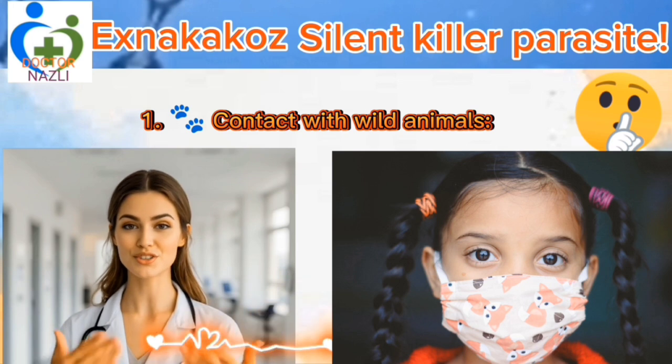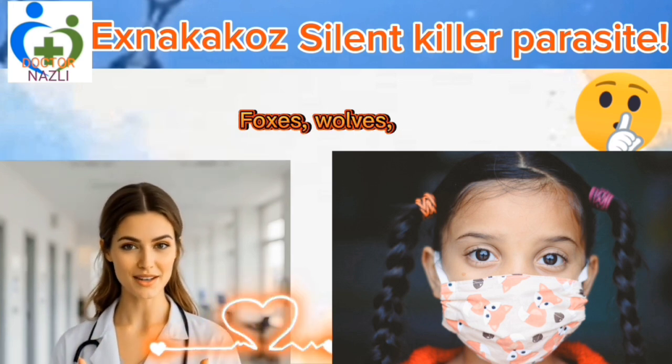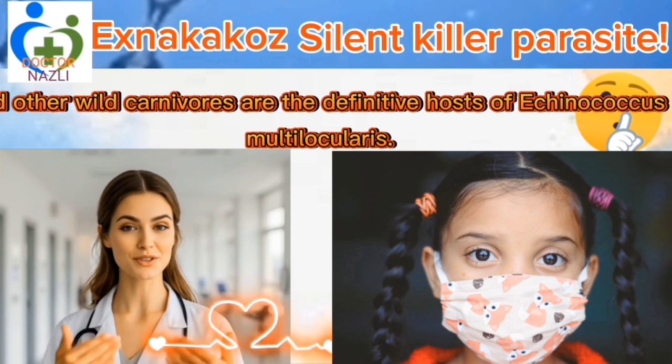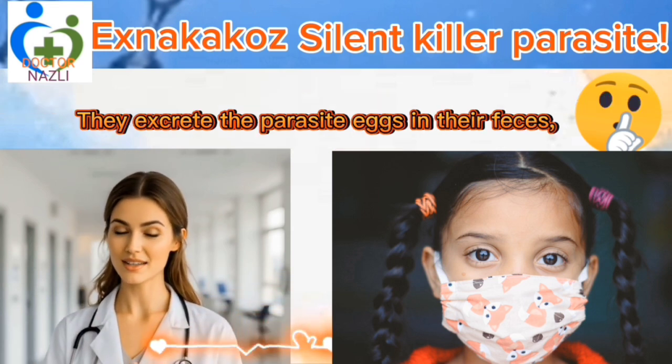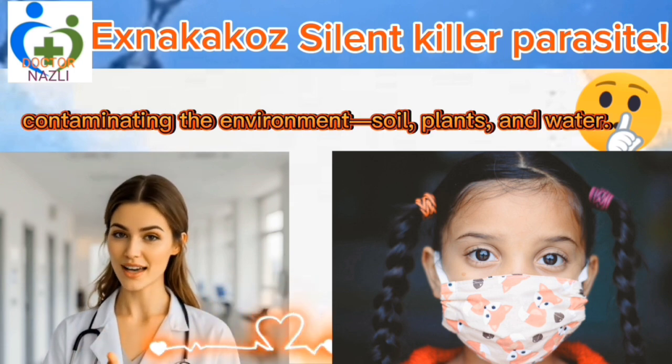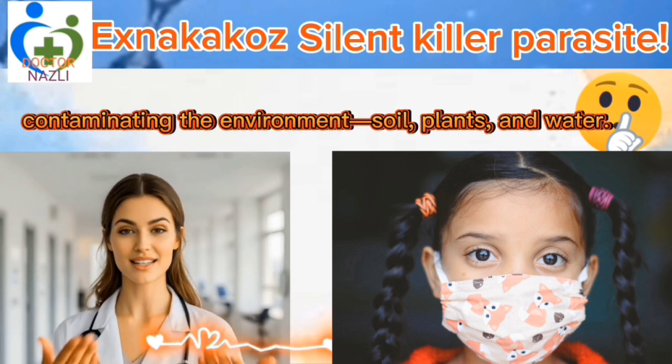1. Contact with wild animals. Foxes, wolves, and other wild carnivores are the definitive hosts of Echinococcus multilocularis. They excrete the parasite eggs in their feces, contaminating the environment, soil, plants, and water.